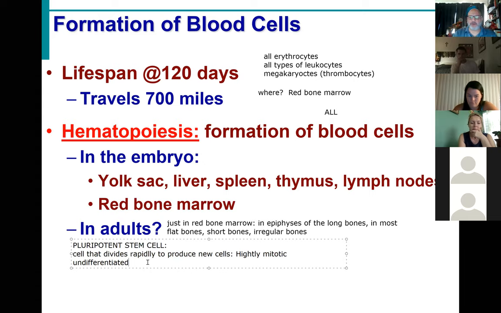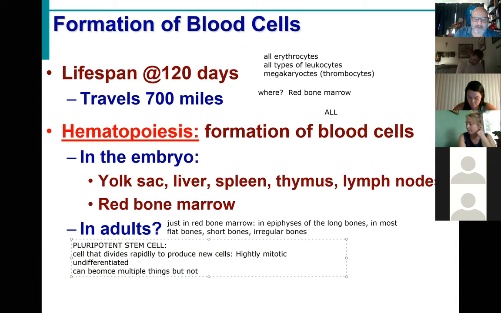What does it mean to be pluripotent? There we go. I like that. It can become multiple things, but not everything. More than one. Excellent. I like that even better. It can become more than one thing, but not everything. What do we call the ones that can become everything? Stem cells? Well, these are all stem cells. What do we call stem cells that are capable of becoming any type of cell in the body? Embryonic stem cells? Omnipotent. There we go. Omnipotent.